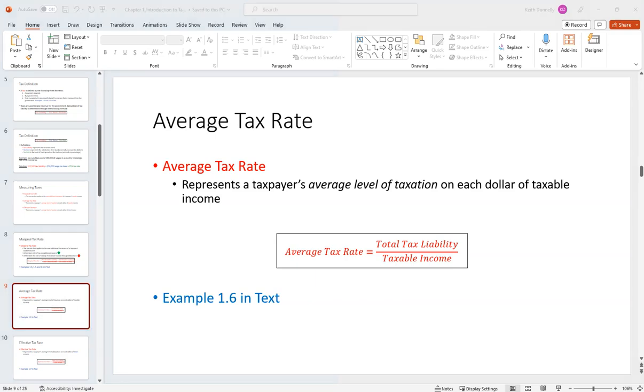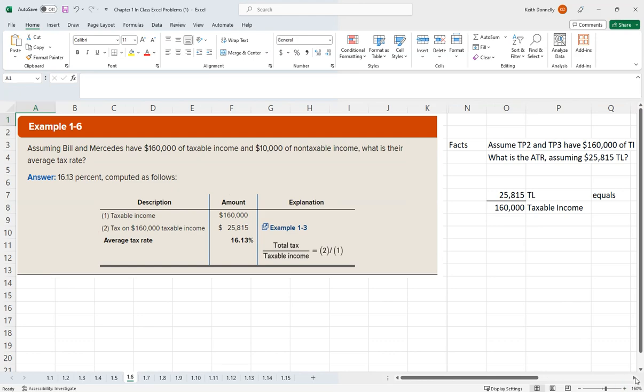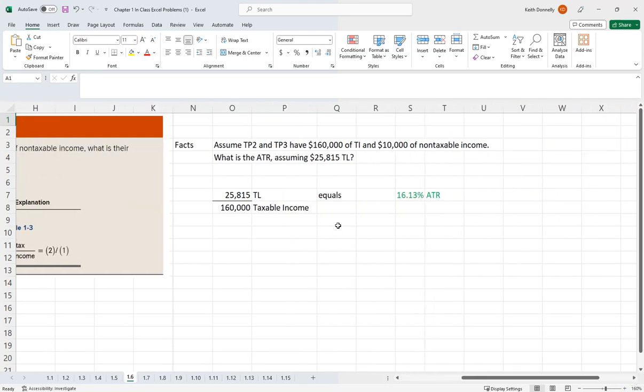So let's look at example 1.6. In this case, we have a taxpayer with 160 of taxable income and 10,000 of non-taxable income. On that 160, they owe 25. So it's just plug and chug. Our tax liability is 25, which we calculated from the table before. We had 160 of taxable income. Our average tax rate is 16.13%.